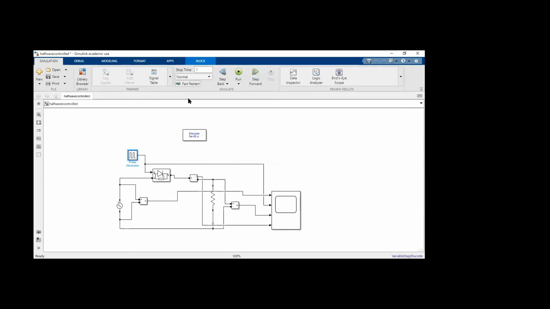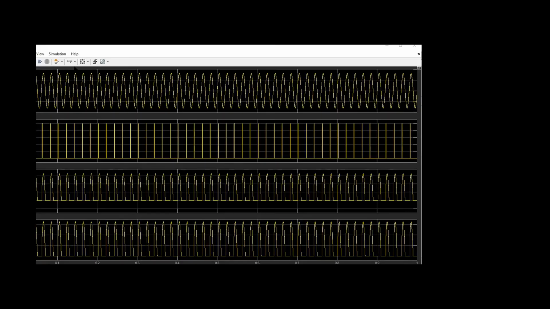Now when I consider the scope, is it visible or not? There will be an option that will come, here 4 blocks will be there. Okay, now let me run this. Now I have run the model. So you can see here, if you observe here.